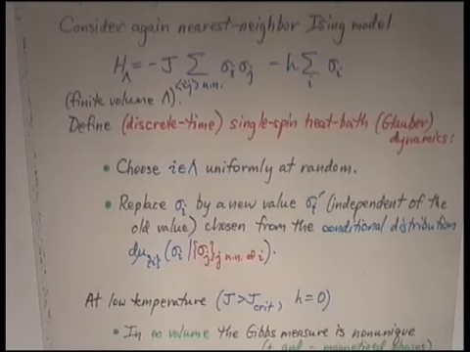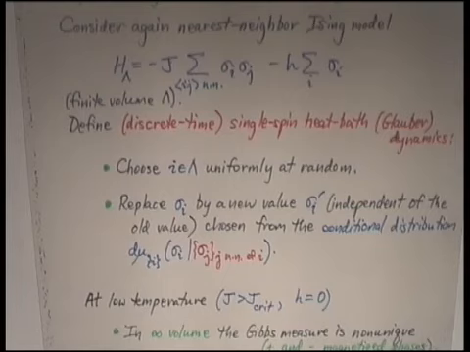And here's the simplest one. It's a local stochastic dynamics. This is called the discrete time single spin heat bath or Glauber dynamics. It's very, very simple. Choose one of the spins in your finite box, because we're simulating a finite Ising model. Choose one of the vertices i uniformly at random. Erase the current value of sigma i and replace it by a new value, sigma prime i, independent of the old value, chosen from the correct conditional distribution.